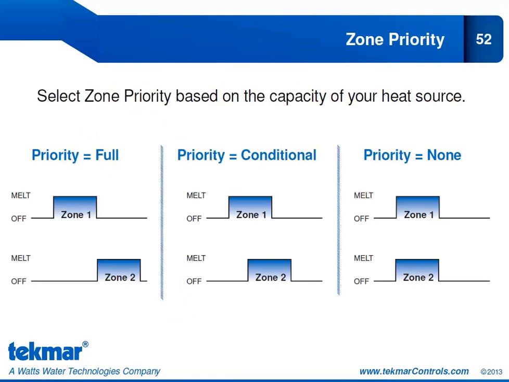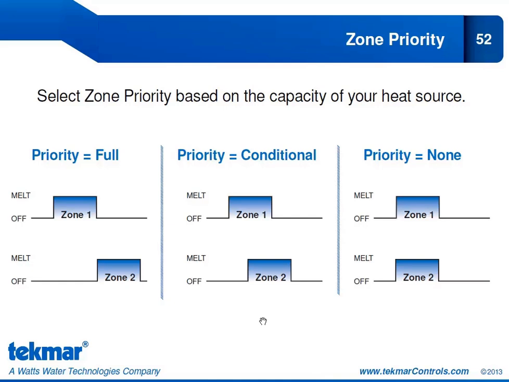Here are the 3 different zone priorities that you can select based on the capacity of your heat source. We'll start on the left-hand side with priority equals full. So this is what you would choose if your heat source was only sized for Zone 1 at design conditions. So Zone 1 would begin its melt cycle and end its melt cycle before Zone 2 could begin its melt cycle. So with this type of priority setting, we're going to go through zone by zone. There will be no overlap of more than one zone operating at any given time.